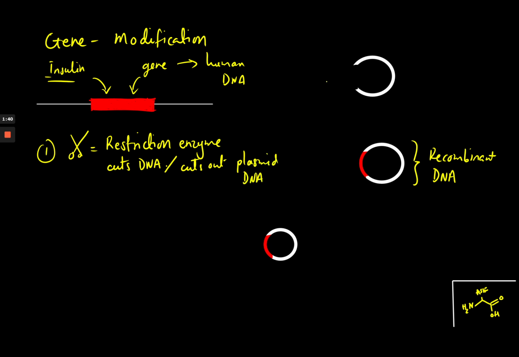And secondly, to allow for this gene to be inserted in the plasmid, we use a second enzyme, and it's called ligase. The ligase enzyme inserts DNA into the plasmid, therefore making recombinant DNA. And this plasmid acts as a vector, just like a mosquito would, but of course a mosquito carries parasitic infections such as malaria. So the plasmid is a vector in essence.